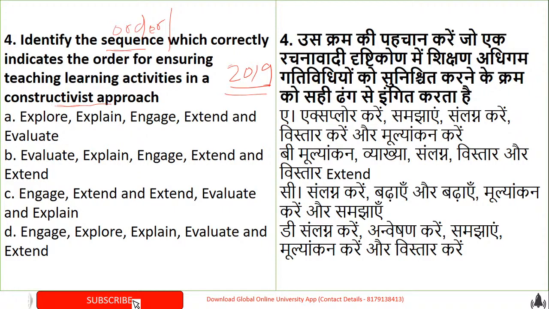This is a factual question actually. Explore, engage, these are the steps or the sequences. Explore, explain, engage, extend and evaluate. So you can see all the options are the same, but you have to arrange them in a sequence. So which is the right sequence? Till now only one answer was right. The 5E model of teaching is also called the constructivist model.